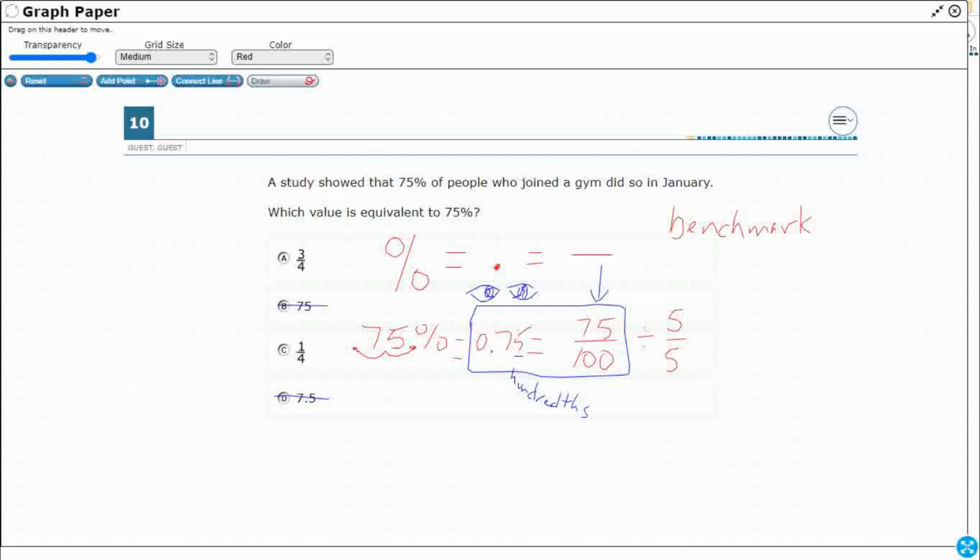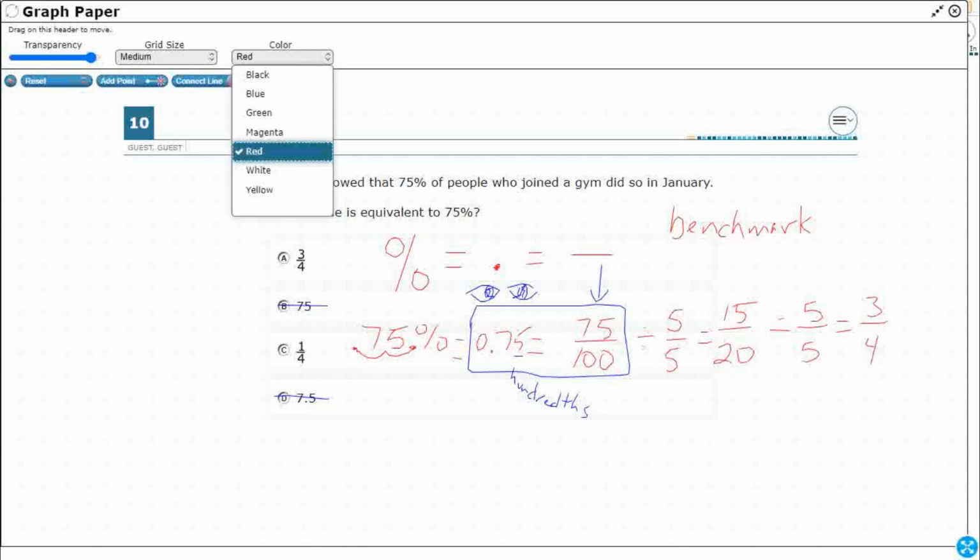So we divide by 5 over 5 because that is equal to 1. Any number over itself is equal to 1. When you multiply or divide by 1, you're not changing the fraction. You're just making it look different. 75 divided by 5 is going to be 15. 100 divided by 5 is 20. Now you got to be thinking, can that be divided again? Yes. We can do that same thing by 5 over 5. 15 divided by 5 is 3. 20 divided by 5 is 4.